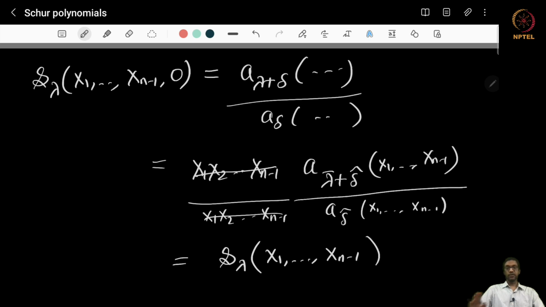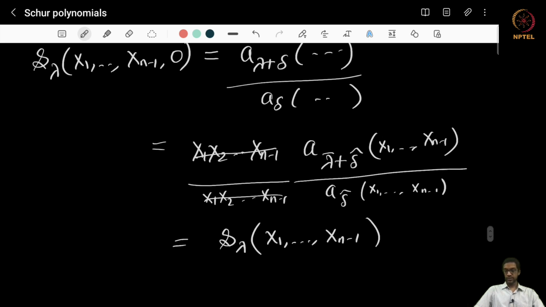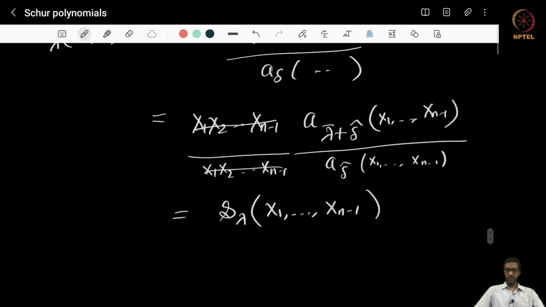Observe the last component of lambda was a 0, right? So when I want to think of s lambda as indexing a Schur function in n minus 1 variables, I only take the first n minus 1 components of lambda. Okay, good. So this is the stability property of Schur functions. And so it's an important observation somehow.